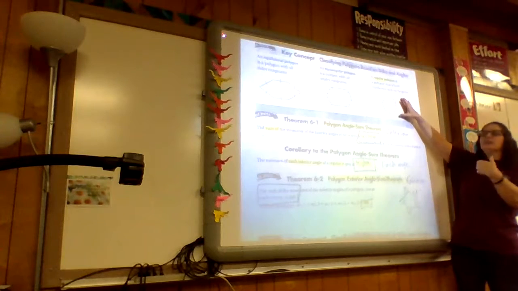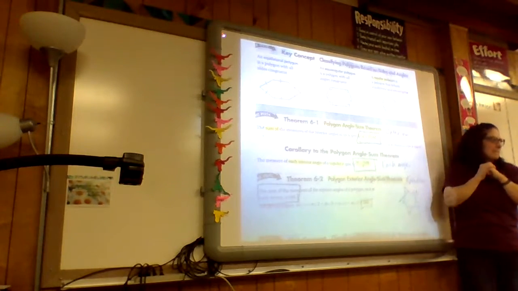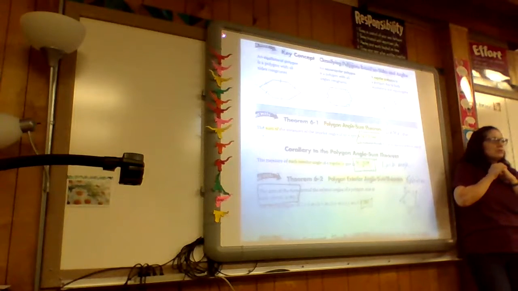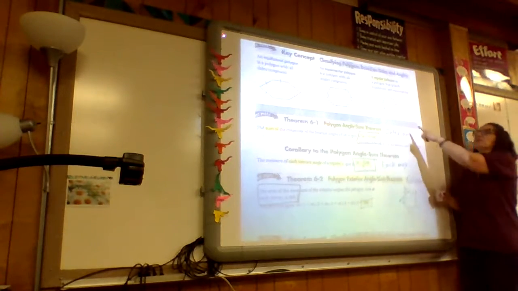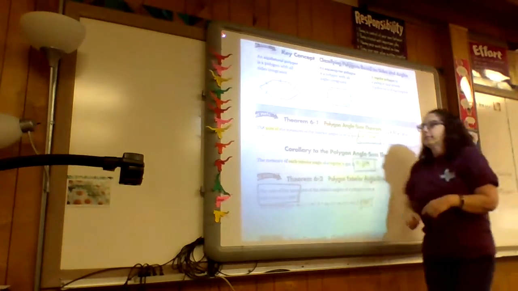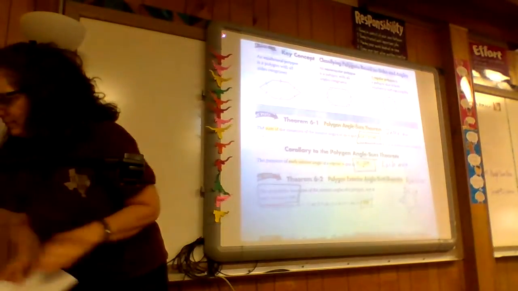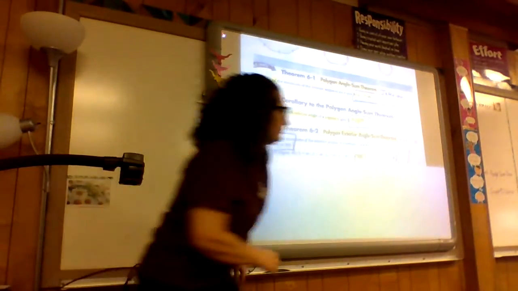So 720, let's just do that real quick. 720 divided by 6. 112 degrees at each of these angles. Okay. I also want to point out that, let me grab a pencil.